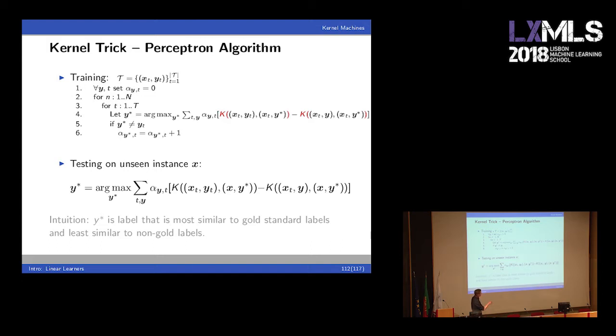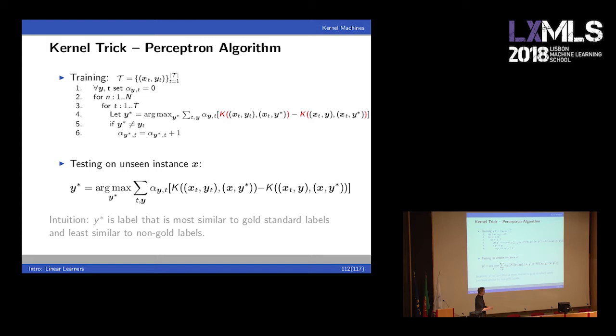At training time, we replace our weight vector by this new term, and at test time, we replace it by this new term. And the intuition is, so y star, the label that we want to find, is the label that is most similar in terms of our kernel similarity to the gold standard, and it's least similar to all the other examples. Yeah? A good example that we want to predict is one that is close to a gold standard and not close to all the other examples.